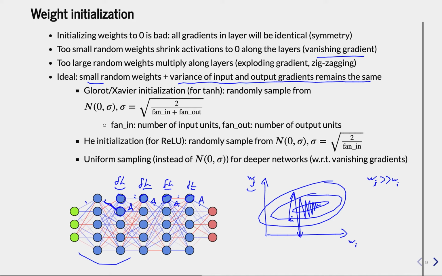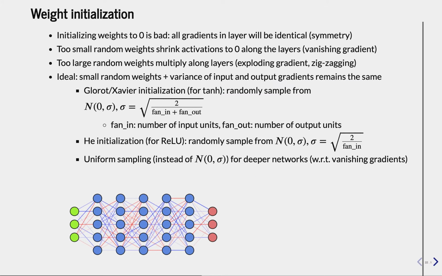There are some ways to do that. The first of that is Glorot or Xavier initialization. What it does is it looks at a node and the number of connections coming in, we call that the fan in, and the number of connections going out, or the fan out.